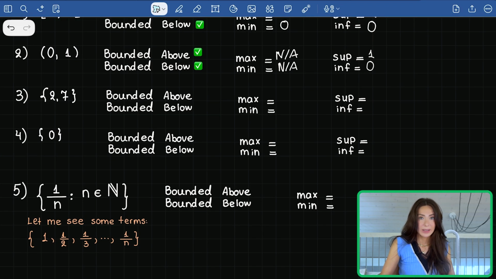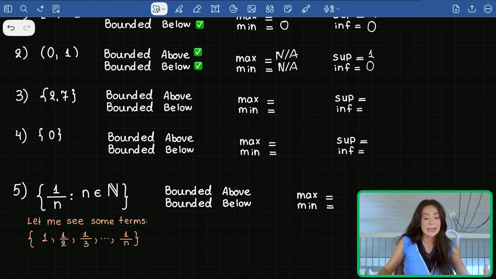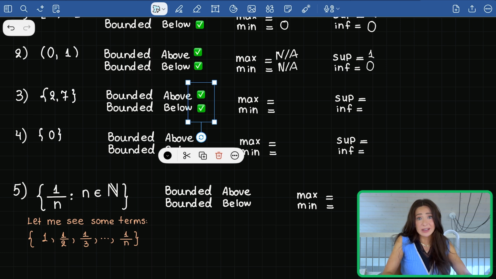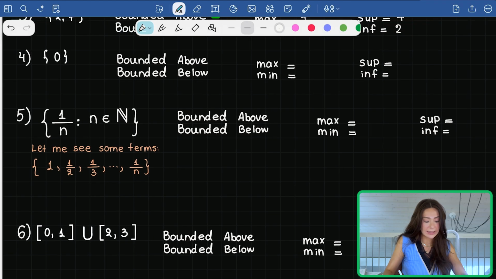Number 3. Now we're no longer looking at an interval. We're looking at a set with two different numbers. So there are just 2 points, isolated points, 2 and 7. Is a set of finitely many numbers bounded above and below? Yes, because nothing here grows above 7, nothing decreases below 2. It's bounded above and below. Supremum is 7 and infimum is 2. Both are attained. They're part of the set, so min and max exist.